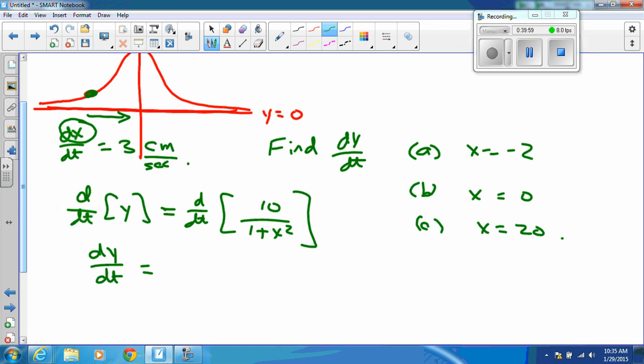Okay, alright, go. Negative 20x over x to the fourth plus 2x squared plus 1, squared. Tell us what process you engaged in to get that. Quotient rule. All right. What's he missing, guys? dx/dt. Yep. And now with this expression, I can plug in x equals -2, x equals 0, and x equals 20 easily, and get values for dy/dt.